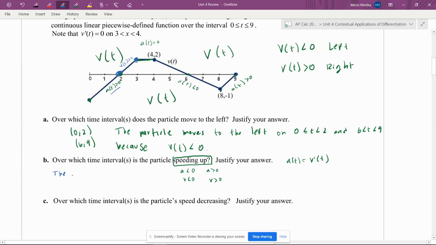So we can say for sure that the particle is speeding up, right? So the particle is speeding up on the interval. The first one we found was between 2 and 3. So on the interval 2 less than t less than 3, because v of t and a of t are positive, right?